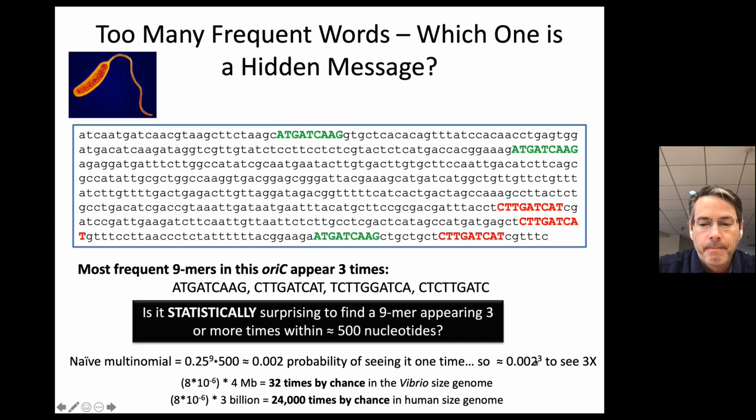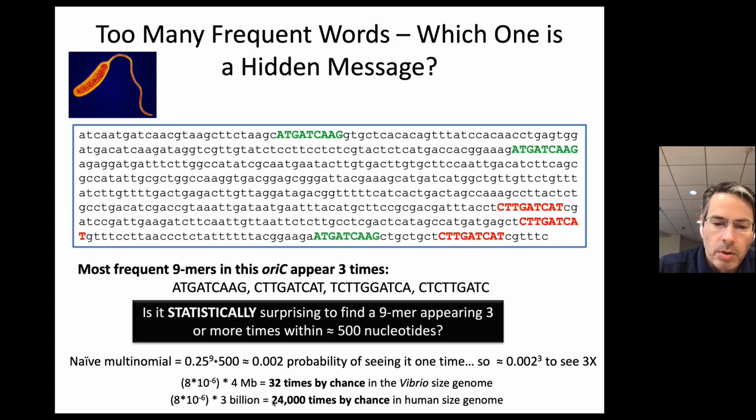So this is expanding 0.002 to the 3rd. That's 8 times 10 to the minus 6. If you look across the whole Vibrio genome, which is 4 megabase pairs, you would expect to see any random 9-mer 32 times just by chance. And if you extrapolate that to a human-sized genome, you would expect to see any random 9-mer 24,000 times purely by chance. So you can actually get some frequent words if you're having to look across a whole genome. A random 9-mer in the human genome will occur 24,000 times.